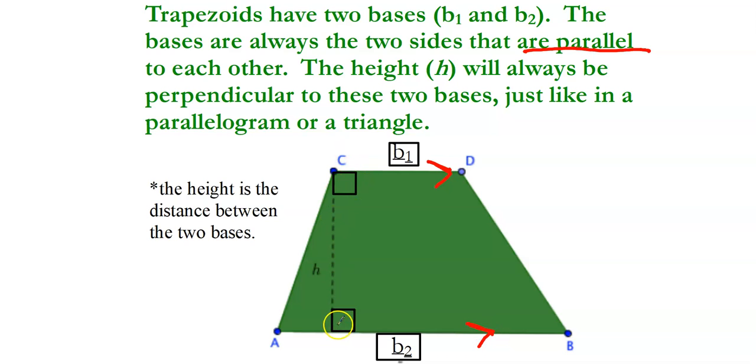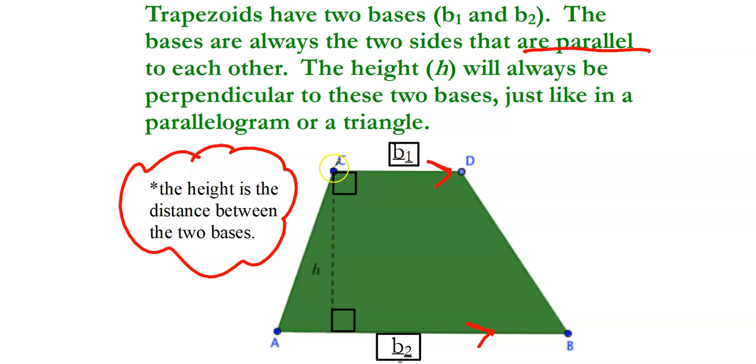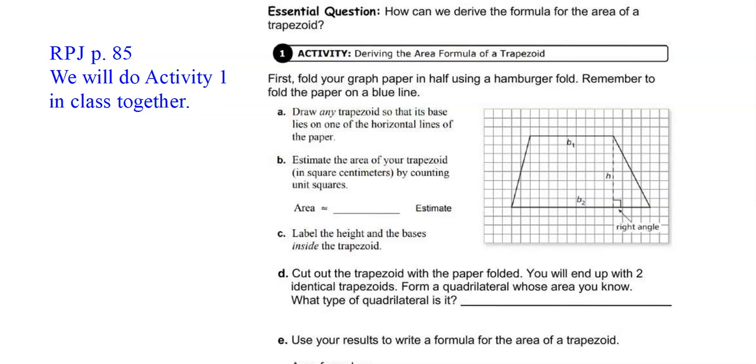And then the height, just like everything else, the height is perpendicular to the bases. And you can see here, the height is the distance between the 2 bases because it goes from the top to the bottom, just like the height has been for triangles and parallelograms. Okay, so next, here's an activity that you can do in the Record and Practice Journal.